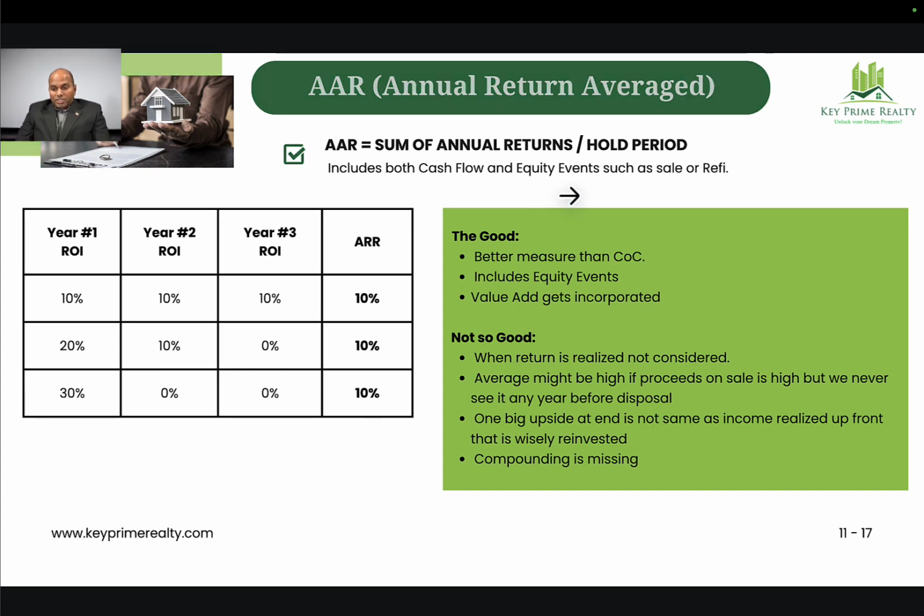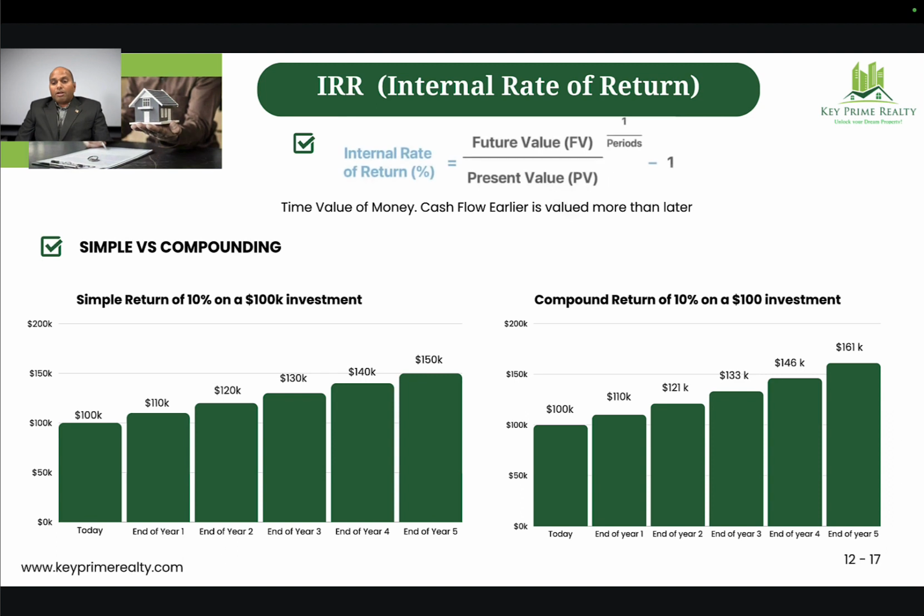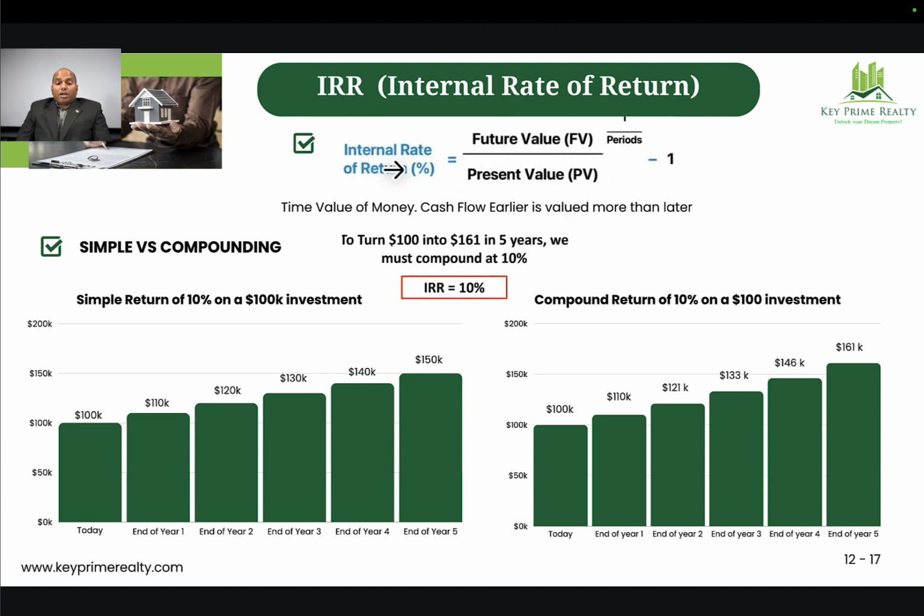Now the next one is IRR. I think this is the internal rate of return. It's slightly complicated to understand, so that's why we'll spend a little more time on this so that the concept is clear. So the IRR takes into account the simple versus compounding factor. Okay, so the compounding is a very important concept, right? So the money earned now, if it is reinvested, so that's the key.